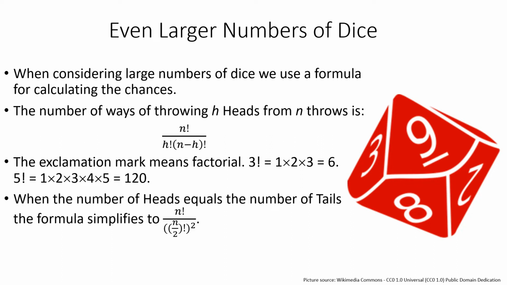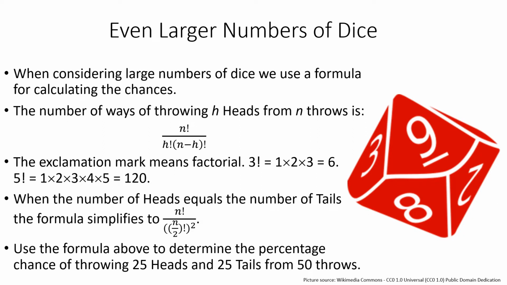And so if we're interested in the probability of throwing half heads and half tails for the total number of throws, that's going to be n factorial divided by n over 2 factorial times n over 2 factorial, so n over 2 factorial all squared. And so this is a formula we can use.